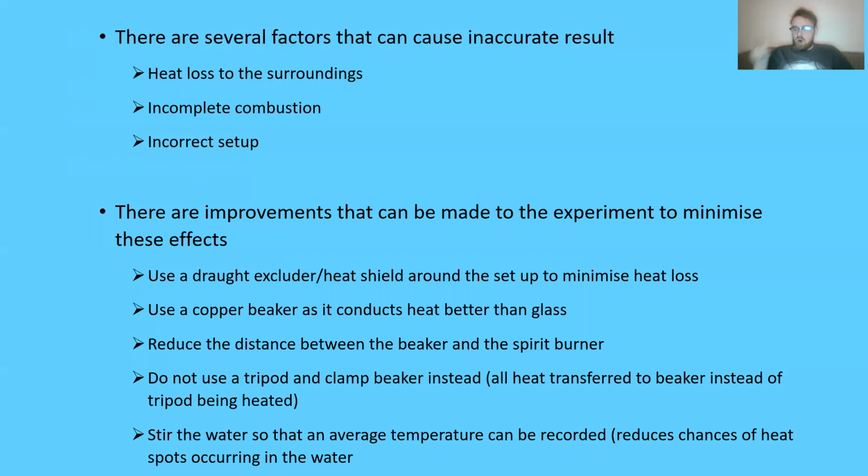And the last one, not often mentioned, is that you can stir the water so that an average temperature can be recorded. If you stir the water, the heat gets dispersed evenly throughout the whole water. There's less chance of heat spots. For example, if the spirit burner is hitting one point in the beaker, that point can become a heat spot, above the average temperature of the rest of the water. So if you mix that, you reduce that, and you're more likely to get an accurate reading.